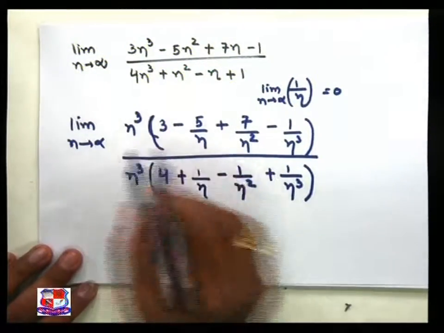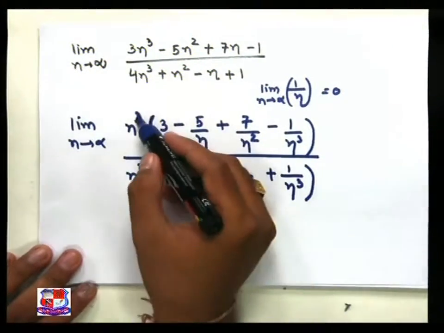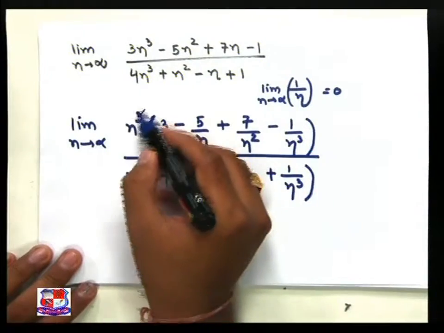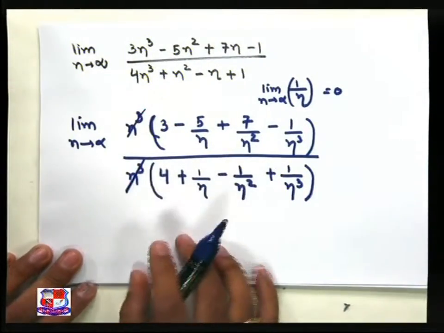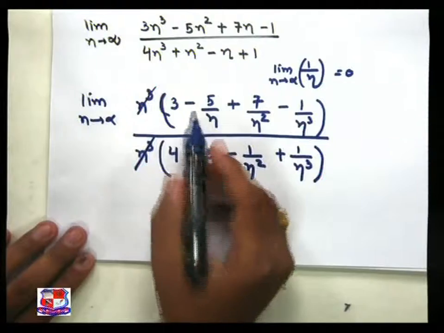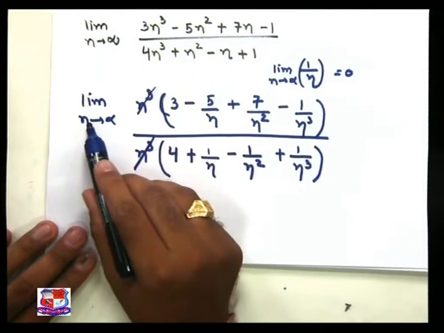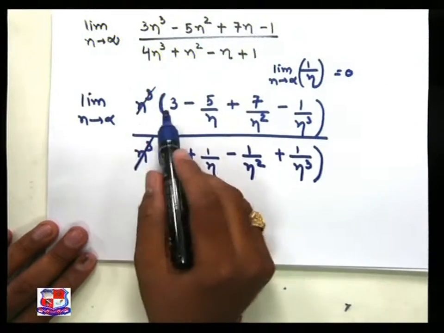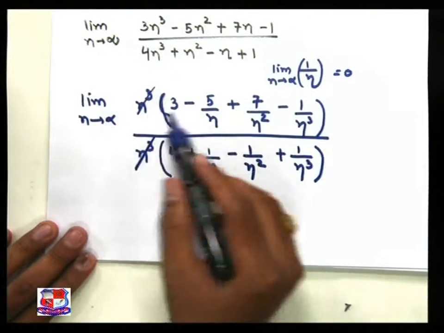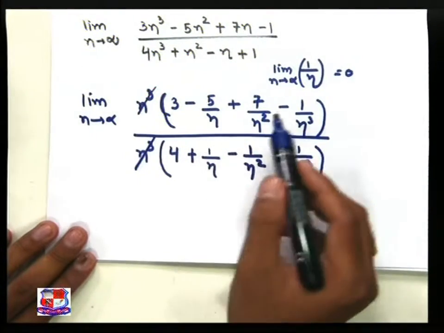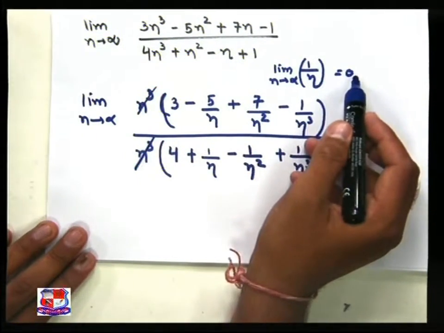Now next step, simplify this term. Here n cube and here n cube are both cancelled out. So finally this limit, n tends to infinity, apply with 3, n tends to infinity, apply with 5 by n, and the result is 0.